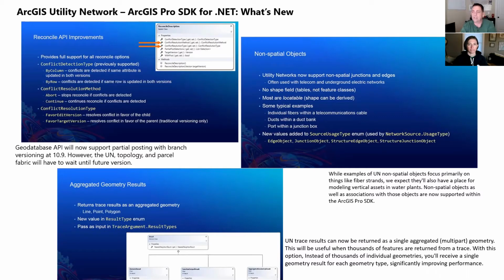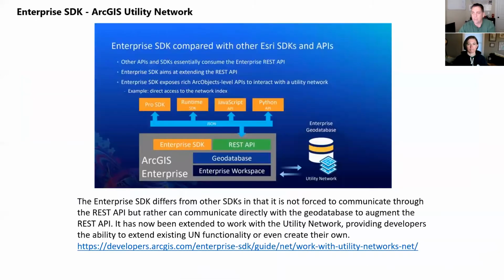They announced 10.9.0 is coming out in a couple of weeks, and then later in the summer, 10.9.1 and 2.8 is coming out soon. So it's a constant evolution and improvement with the software. And then the final one that Michael Sinus was talking about, and I didn't really notice it, but we always hear desktop SDKs and runtime SDKs and JavaScript, Python, and so on. But I didn't even realize that there's this enterprise SDK that can be used to bypass that communication to the REST endpoint and talk directly to the geodatabase to help augment some of the processes.